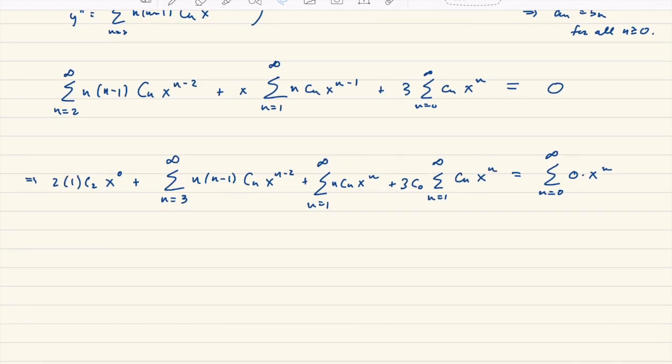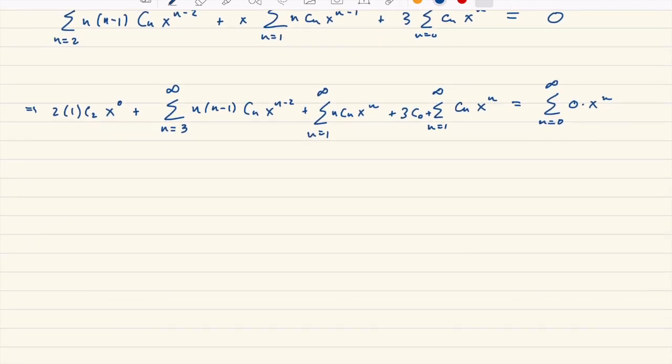And we're actually in pretty good shape. So we're doing all right. I forgot a plus sign here, by the way. This is 3c naught plus that sum. So we're in pretty good shape. So what I'm going to do is just group together the constant terms on the left side. So that's 2c_2 plus 3c_0.